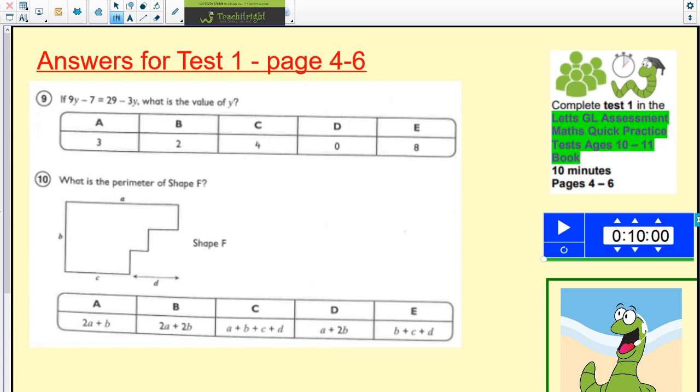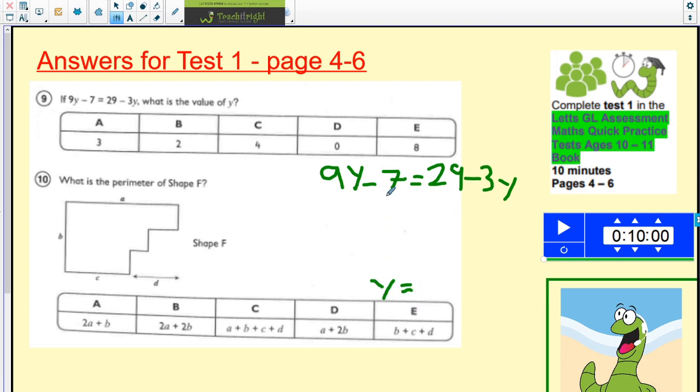Right, 9 and 10, nearly there. So question 9, a bit of algebra, I love some algebra. If 9y minus 7 equals 29 minus 3y, what is the value of y? The secret of this is to get y on one side on its own, so the end goal is going to be to have y equals something.